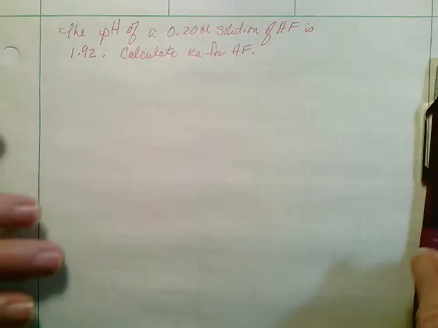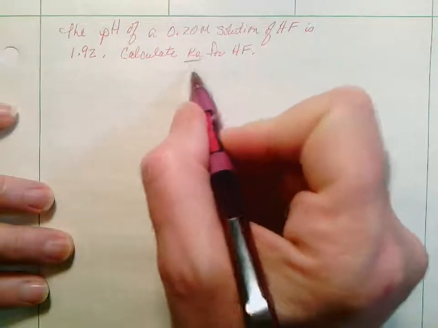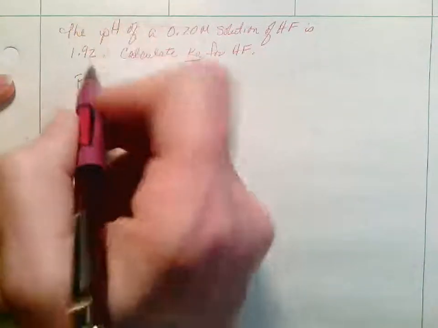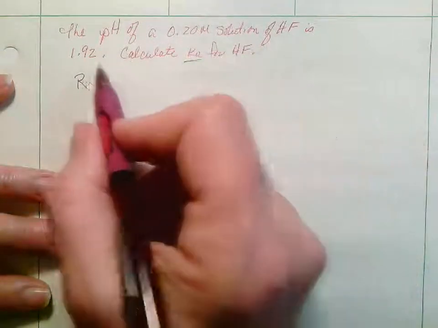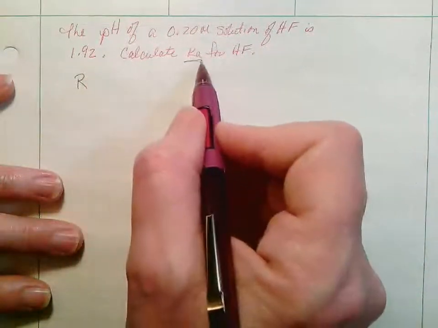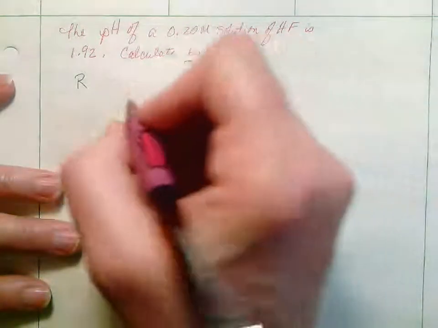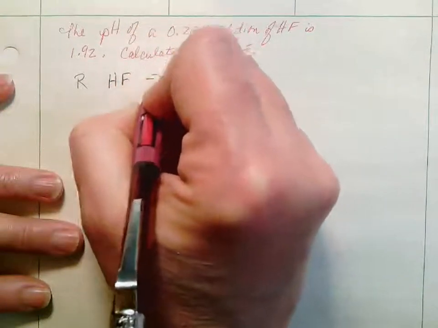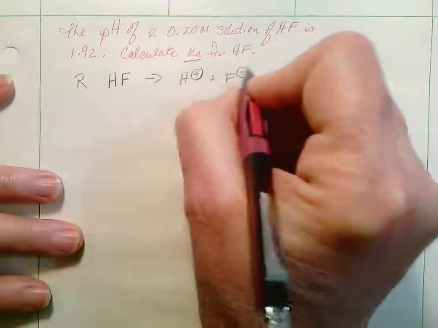Okay, so let's say we don't know the Ka, but they give us information about the pH of the solution. We're still going to use RICE. And so we have the pH of this molar solution of HF is this value. Calculate Ka for HF. So we are going to have to dissociate HF. Since we know it's hydrofluoric acid, it would dissociate into hydrogen ions plus fluoride ions.